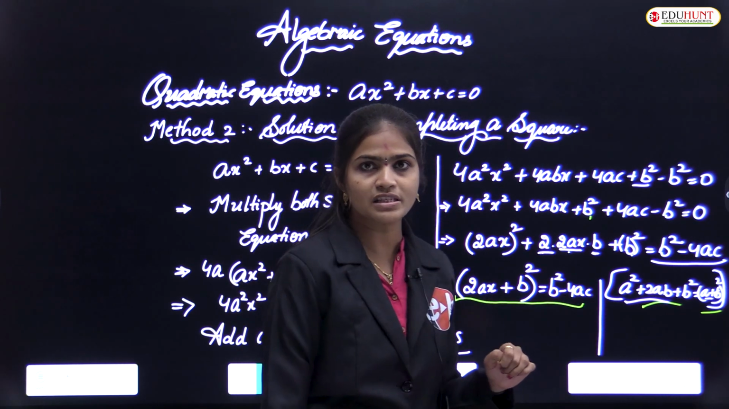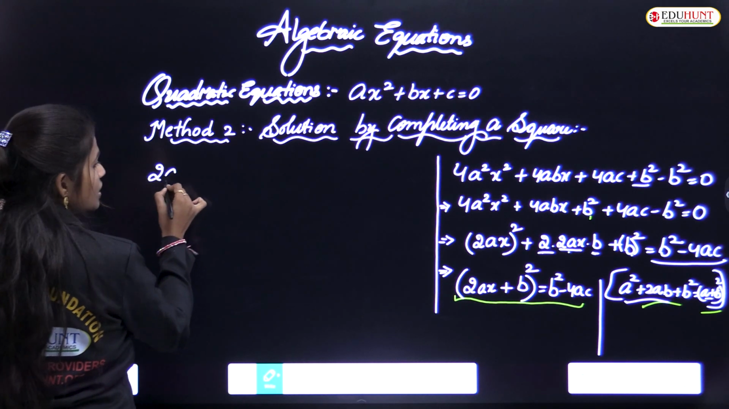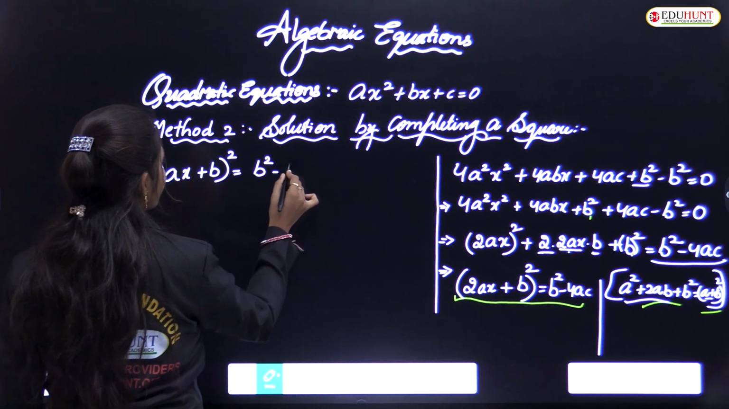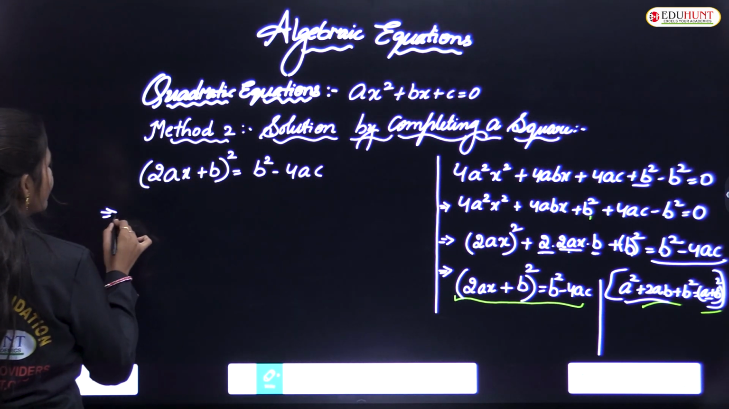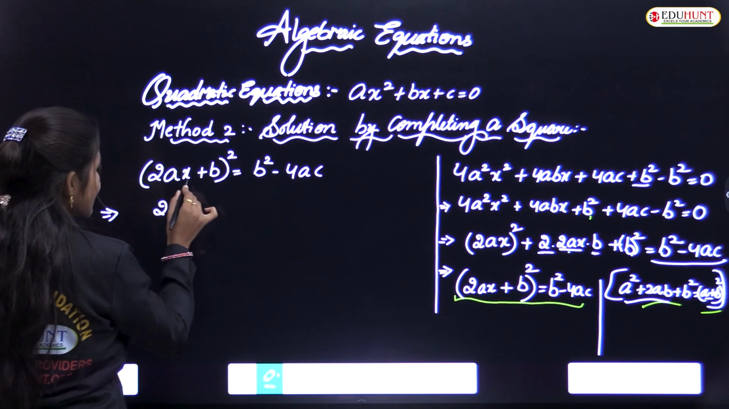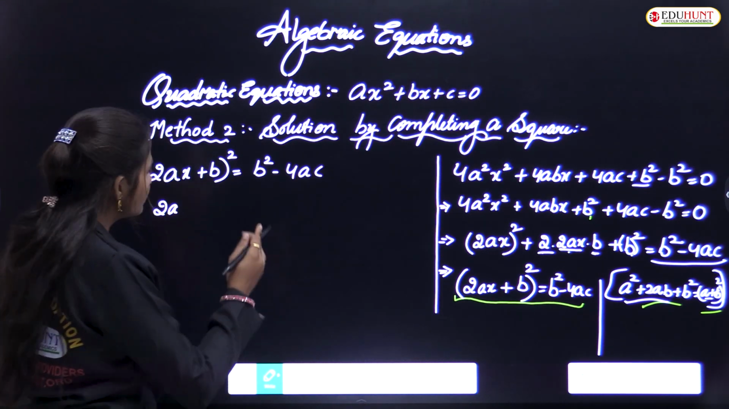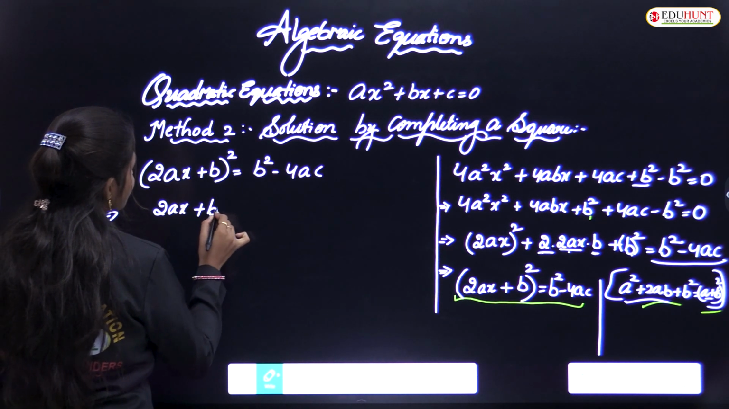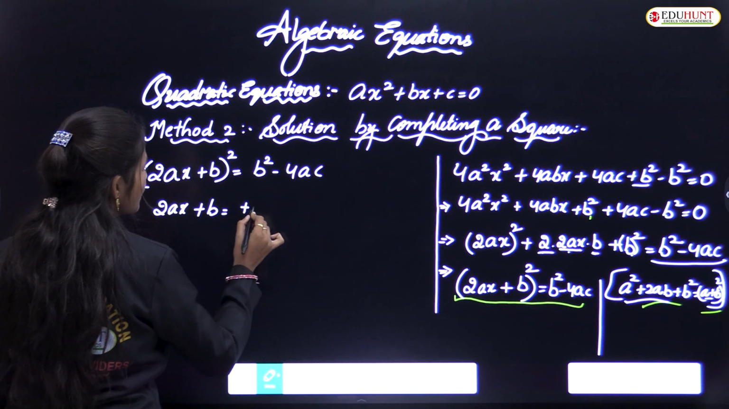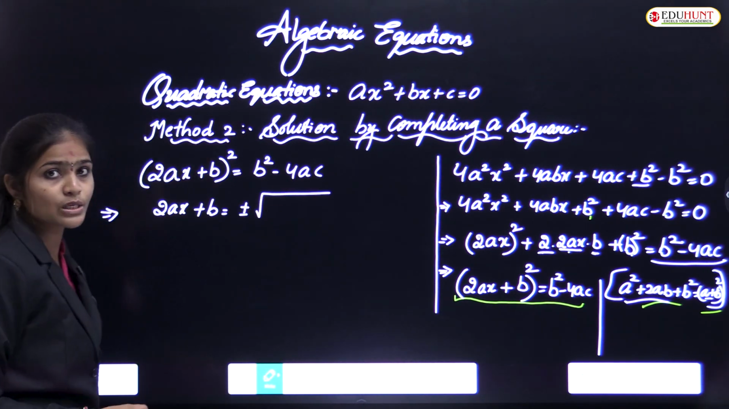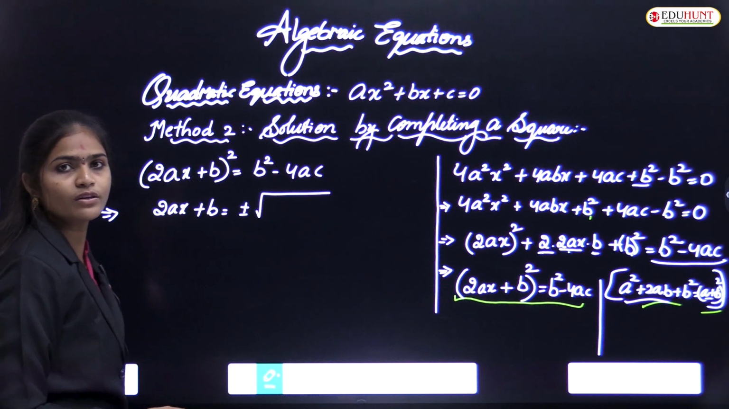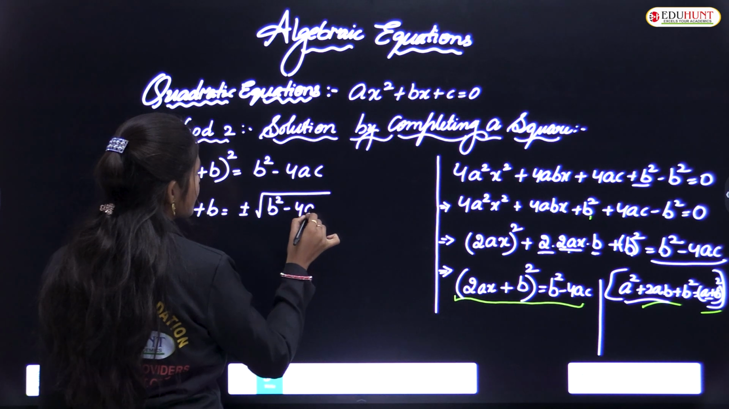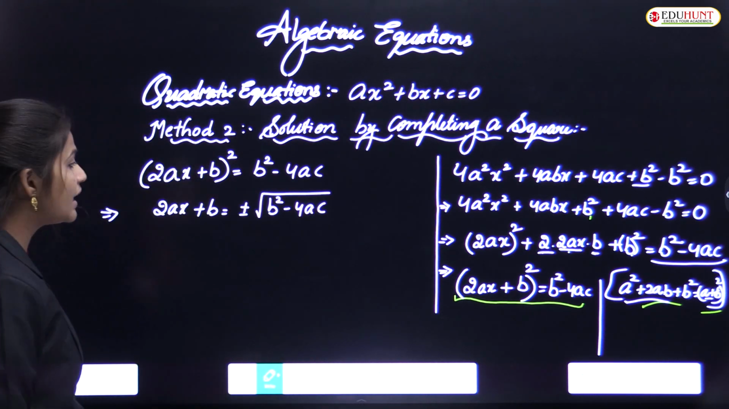So after conversion of this, what did we get? (2ax plus b) whole square equals b square minus 4ac. From this, I want to find the value of the variable x. So we have to split it by constants. 2ax plus b equals, here a square is there, no? So square becomes plus or minus square root. We already discussed that square root concept. So plus or minus root of b square minus 4ac.